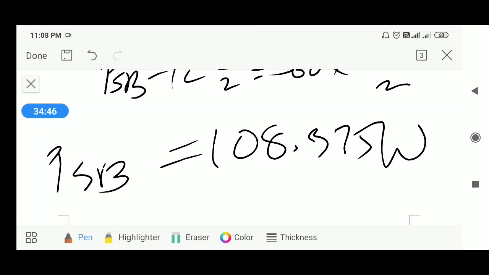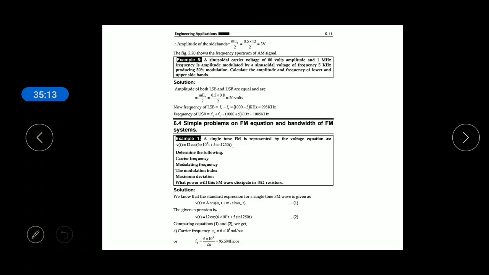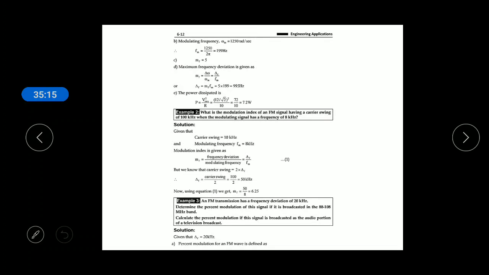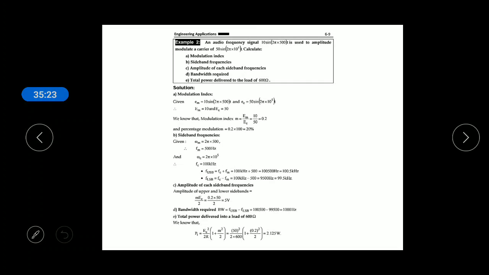So the resultant modulation index is not the sum of two modulation indexes, it is the root of the sum of squares of modulation indexes. That is example number 7. Next we do some problems on bandwidth of AM and we will stop.